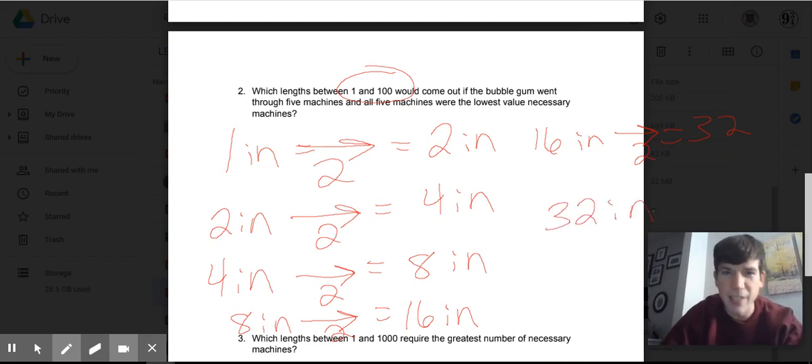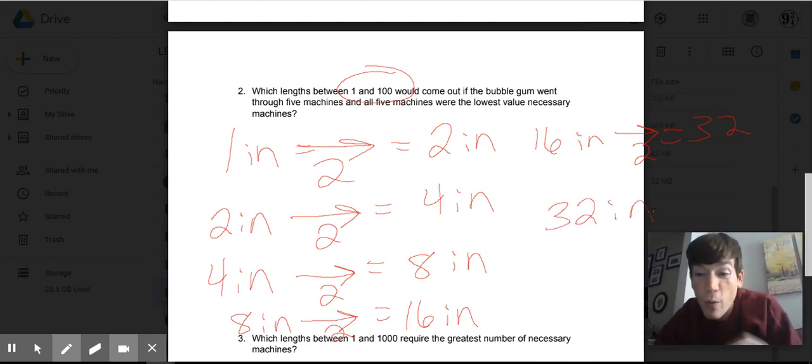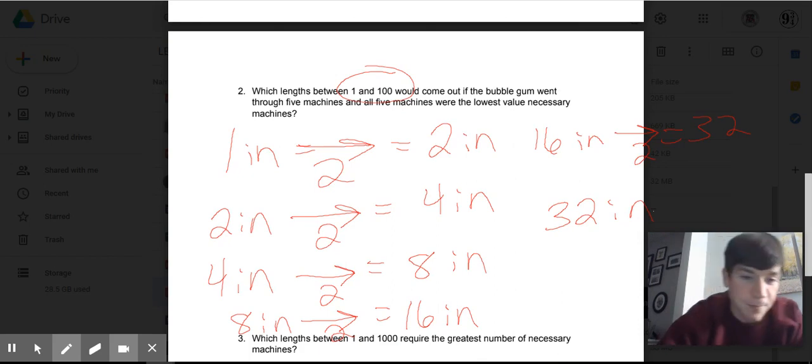So 32 inches is one possible length between 1 and 100 if I use 5 machines. The question is, could you use 5 other machines and still get a length between 1 and 100? You could still use 2s, but think about what other necessary prime machines would be possible to use there. That's kind of a hint. There is more than one way to do it. You're going to look for as many as possible. There's not as many as you would think, but there are other combinations that you could use.